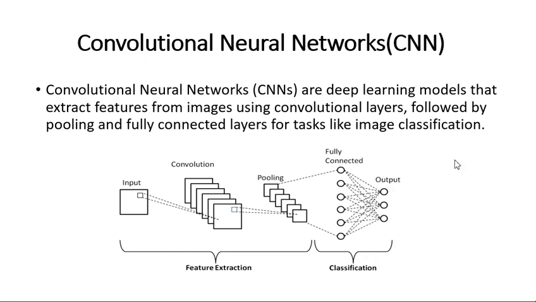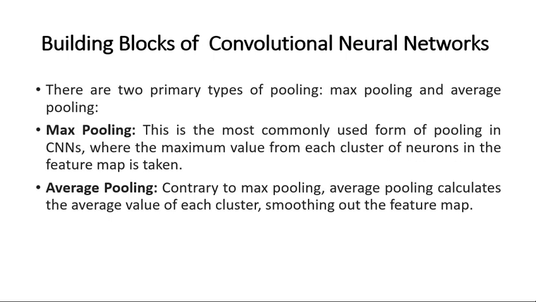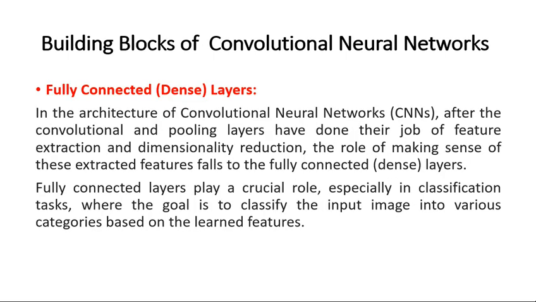So this is called the output layer. And one more, the fully connected layer. The fully connected layer is one more important layer. In the architecture of CNN, after the convolution and pooling layers have done their job of feature extraction and dimensionality reduction, the role of making sense of these extracted features falls to the fully connected layers.